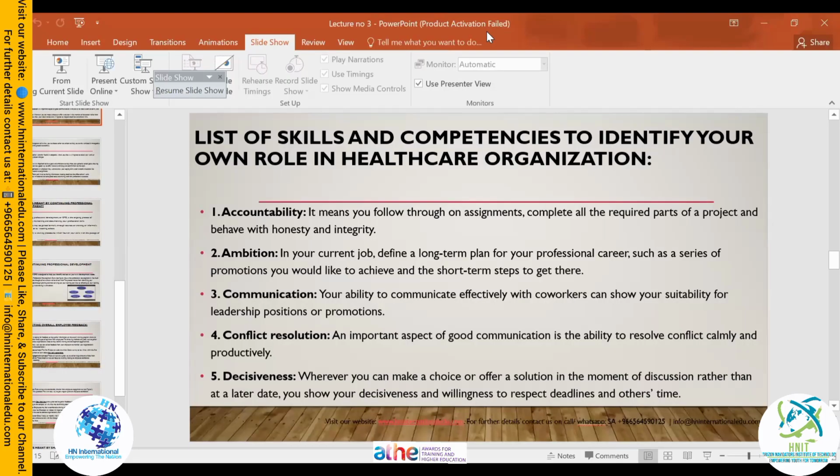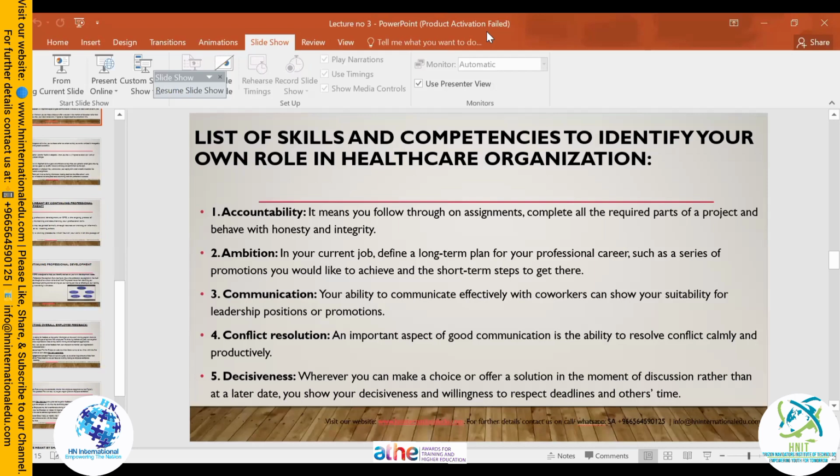These are some of the list of competencies that an employer or the owner can use to perform his duties in an organization. The first is accountability. It means you follow through on an assignment, complete all the required parts of a project, and behave with honesty and integrity. Accountability is something that everyone is responsible for, his own responsibilities. And if I give you some task, you will be responsible to complete it and update me about the results or update about the deadlines.